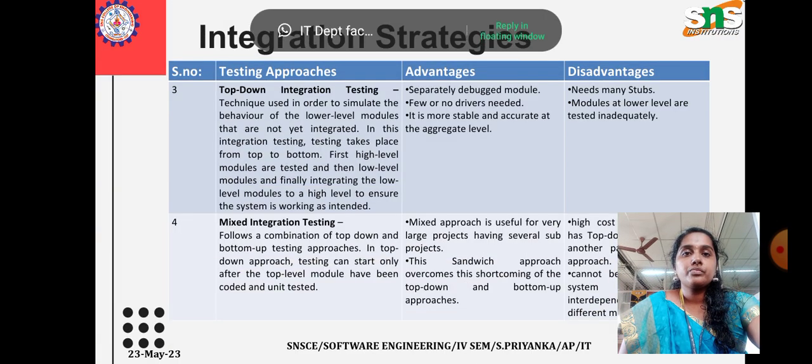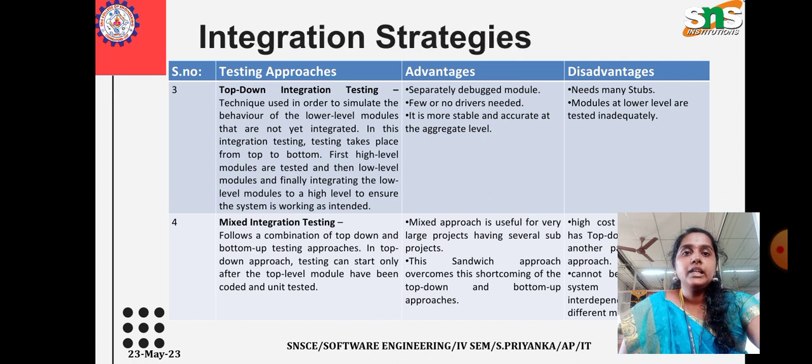Next is top-down integration testing. The top-down integration testing technique is used in order to simulate the behavior of the lower level modules that are not yet integrated. Testing takes place from top to bottom. First, higher level modules are tested, and then lower level modules are finally integrated to ensure the system is working as intended.